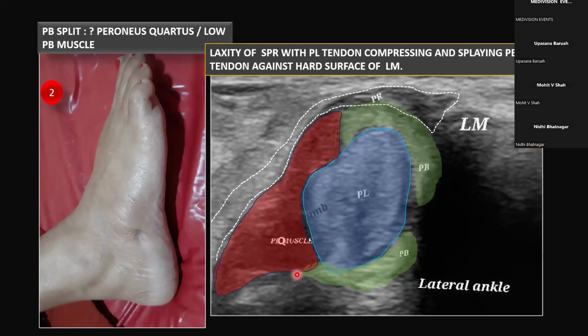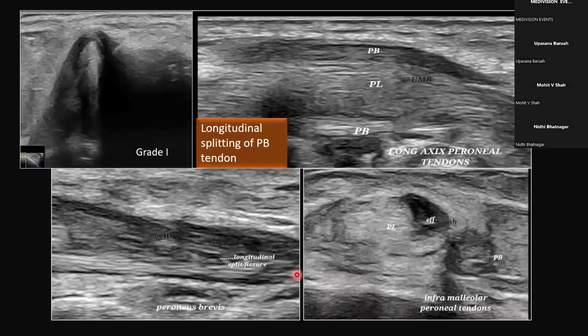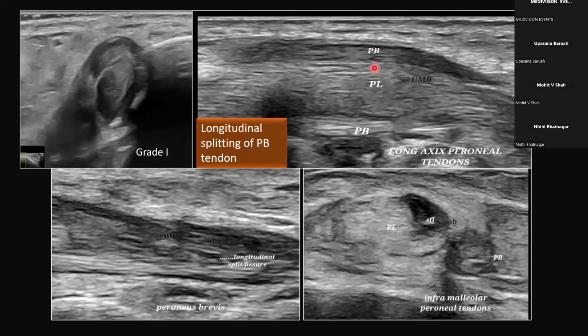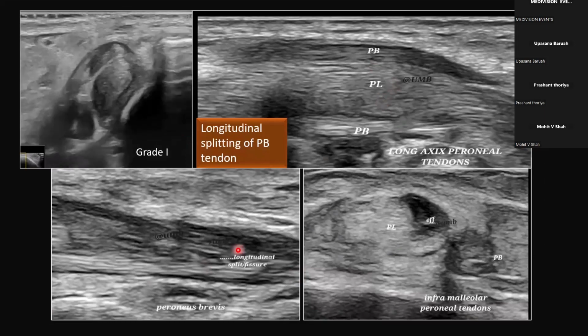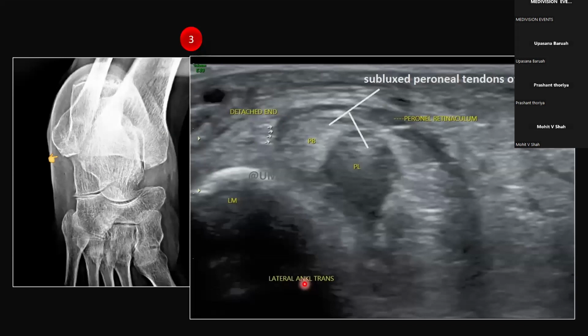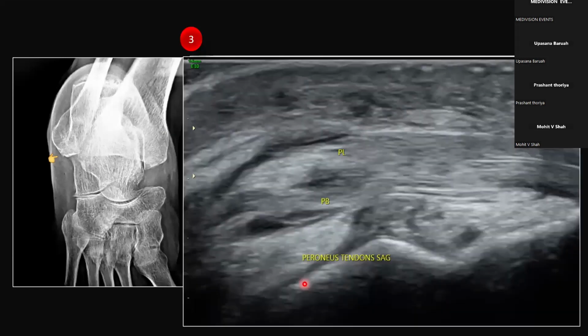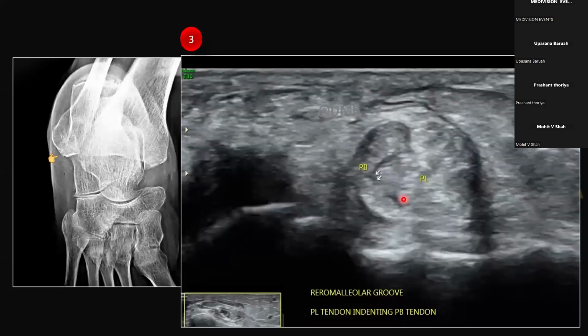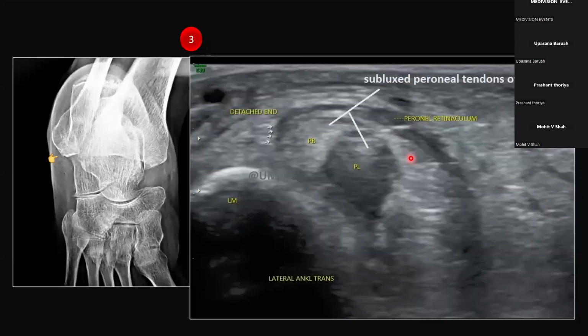How the ligaments are moving in this dynamic study, and the peroneus longus is going in between the two divisions of the peroneus brevis. This is the distal peroneus brevis tendon, dividing into two, and we can see a large thickening and compression. I just wonder, in this case, what is this portion? This may be the detached fibrocartilaginous area, as you can see in the grading.